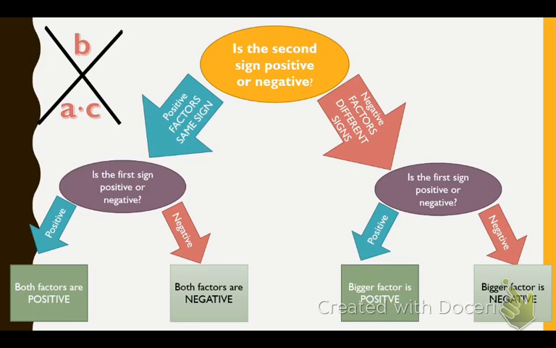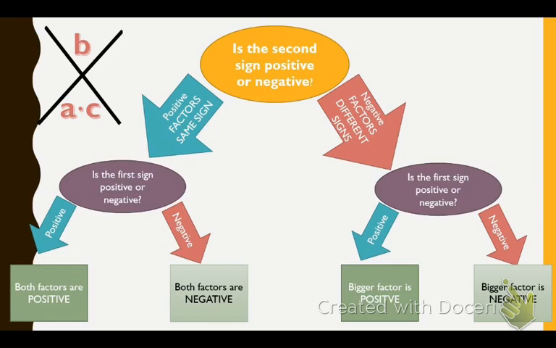This is the flow chart we showed. In the top left, you will see the x method. The middle term goes in the top, a times c goes in the bottom, and that won't change today. This is the flow chart of how to think.